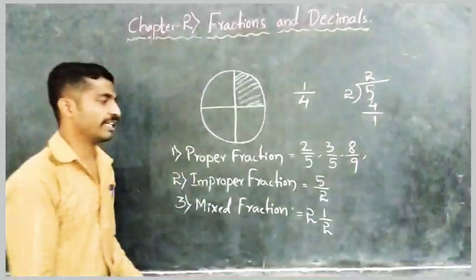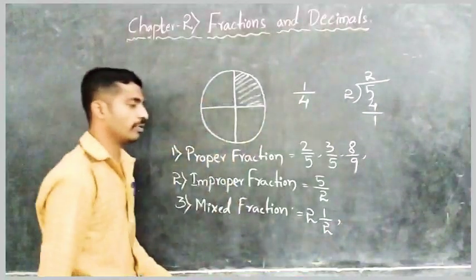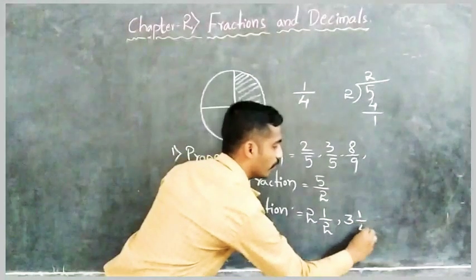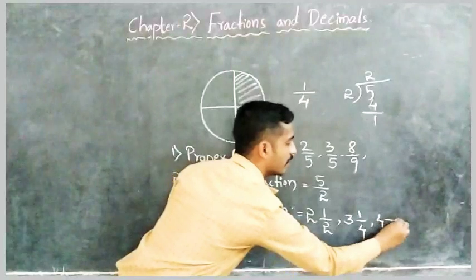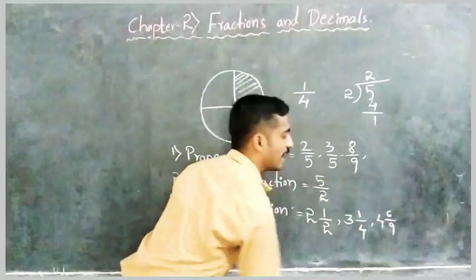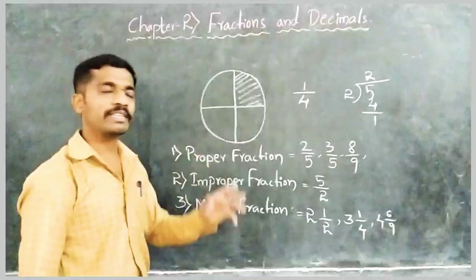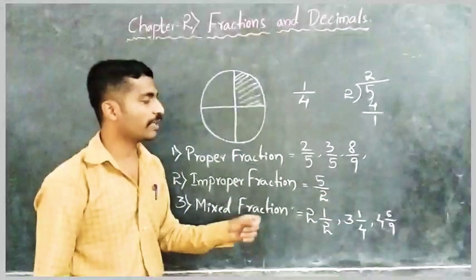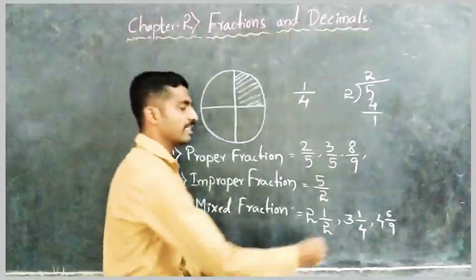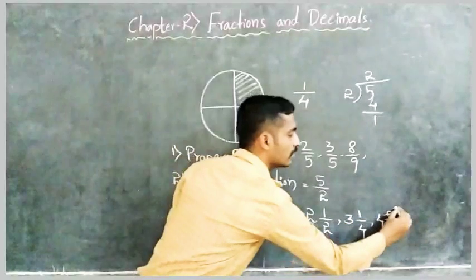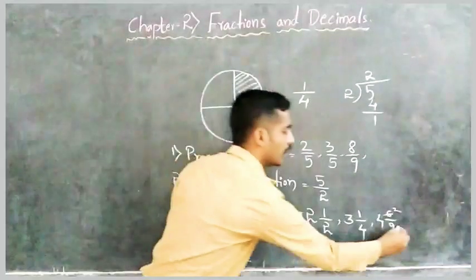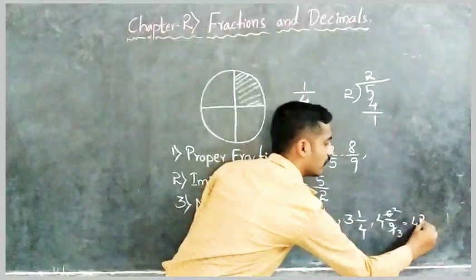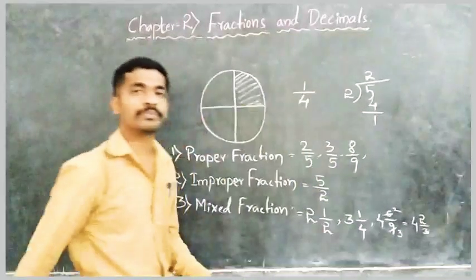Like that you can give 2 more examples: 3 integer 1 by 4, 4 integer 6 by 9. One thing here, I wrote 6 by 9. Is it possible to convert it into a simpler form? Yes. See here, 3 2s are 6, 3 3s are 9. So you can write it as 4 integer 2 by 3 also.